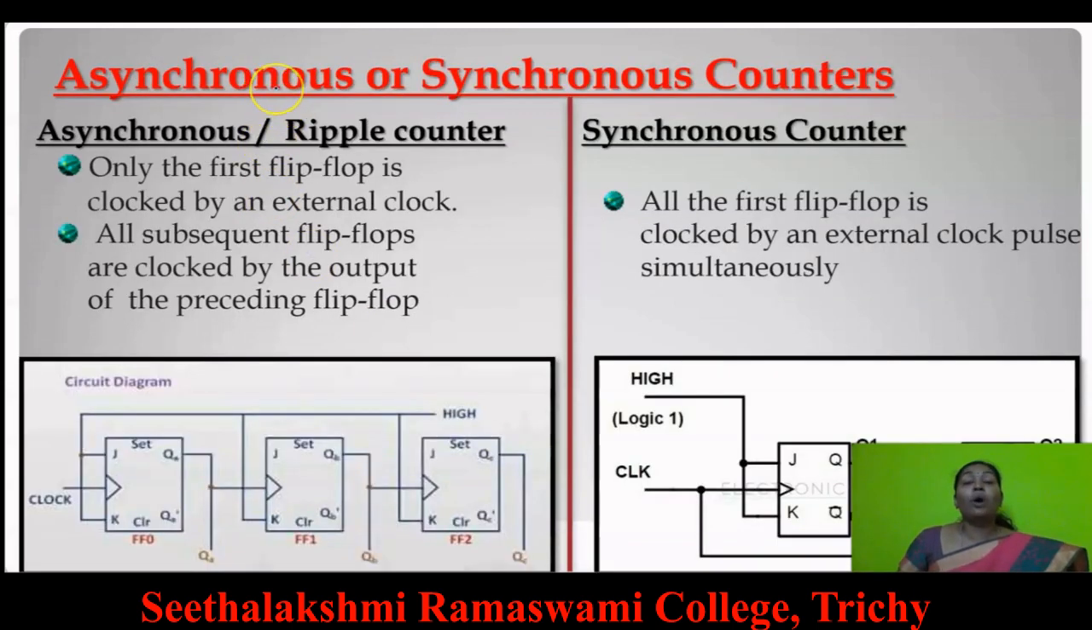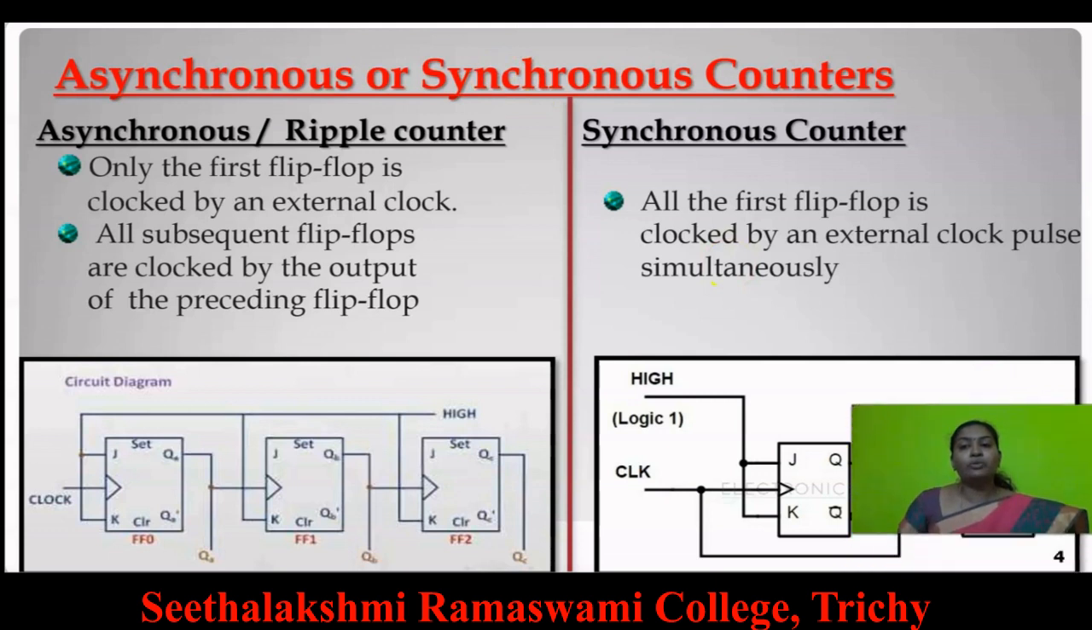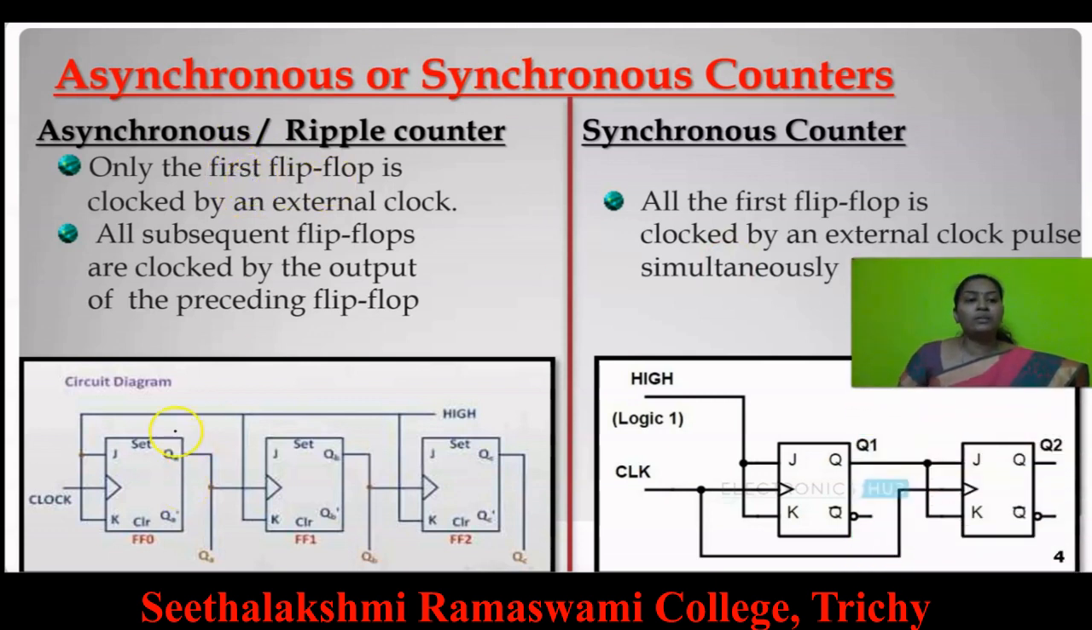Next, we need to know how the counter is going to perform, either in the asynchronous mode or in the synchronous mode. That is the first thing we should decide. Asynchronous means the first flip-flop is driven by the external clock pulse, whereas the subsequent flip-flops, either the second flip-flop or the third flip-flop, will be driven by the output of the previous flip-flop. See here, the first flip-flop alone is driven by the external clock pulse, whereas the second flip-flop is driven by the output of the first flip-flop, and the third flip-flop is driven by the output of the second flip-flop.